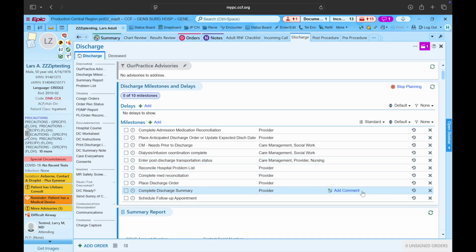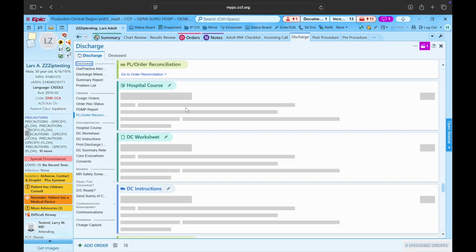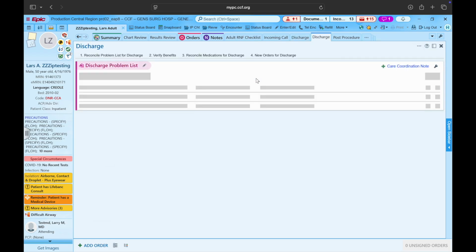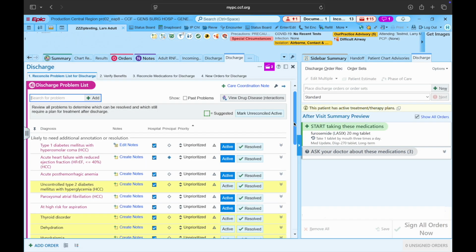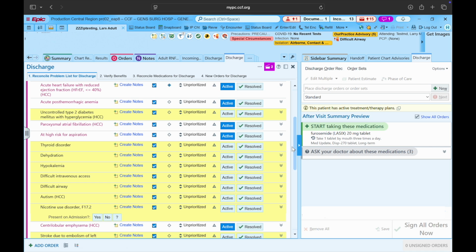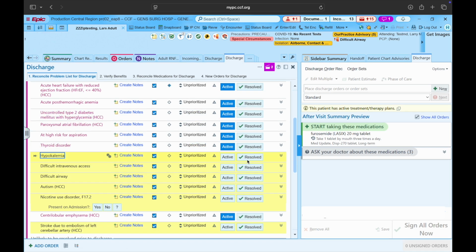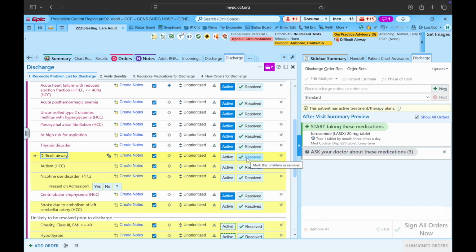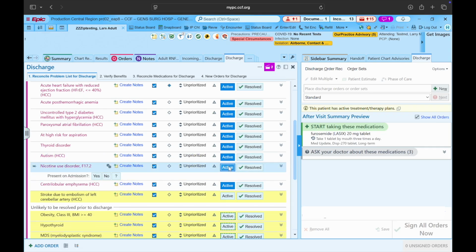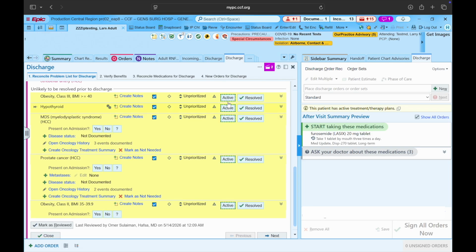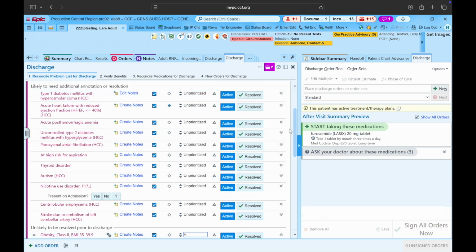And really, there are three main components of a discharge. Number one is the discharge medicine reconciliation. So you need to ensure that the patient has the appropriate medication to go home on. These are all the hospital problems that the patient dealt with, and you write down what's active and what's being resolved. So it helps with different admissions, it helps us identify what's going on with the patient, and also for outpatient follow-ups. You can also pick the severity of the condition.